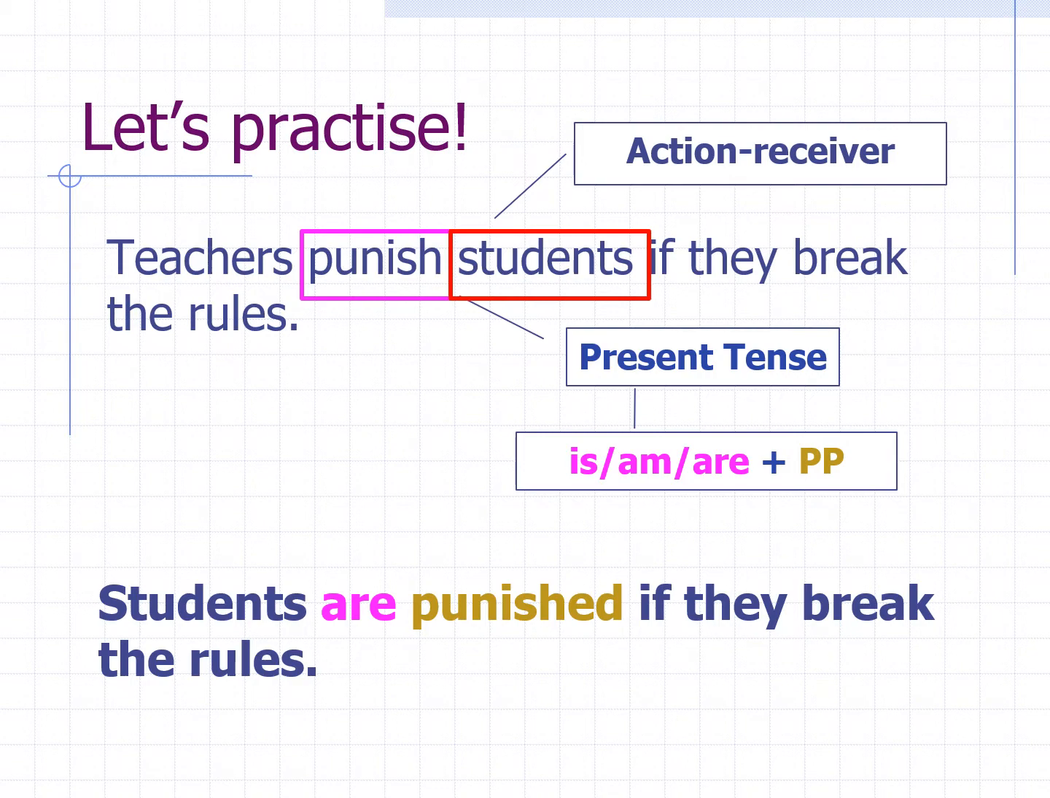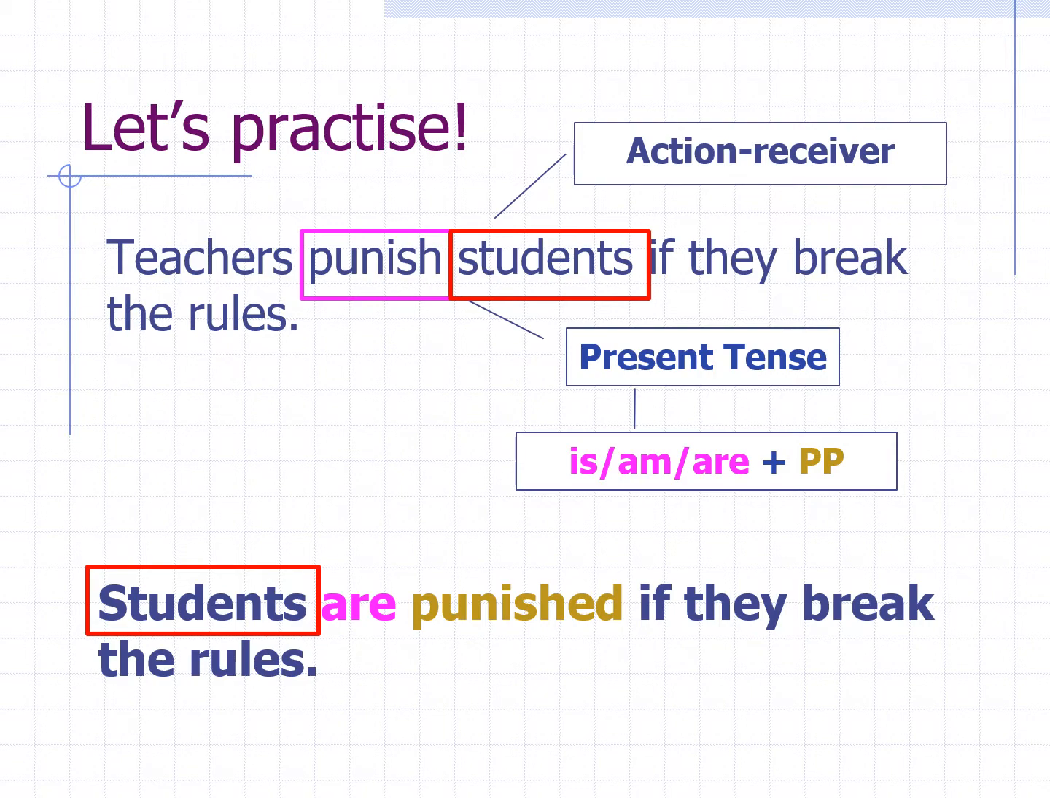Now students is the new subject of the sentence. And the verb we change from punish into are punished, because we need to use are since the new subject students is plural. And then we have the past participle punished with ed.